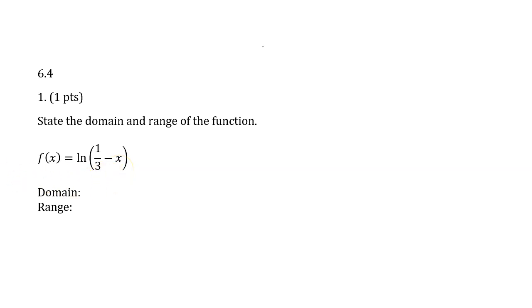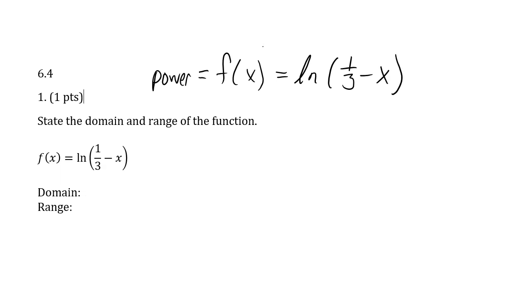Remember that since this is in logarithmic form, the f of x represents the power. F of x is the power because it is equal to the natural log. We have f of x equal to the natural log of 1/3 minus x. Since we have this, we're now free to consider what effect this has on the graph. Remember that the different parts have different values.